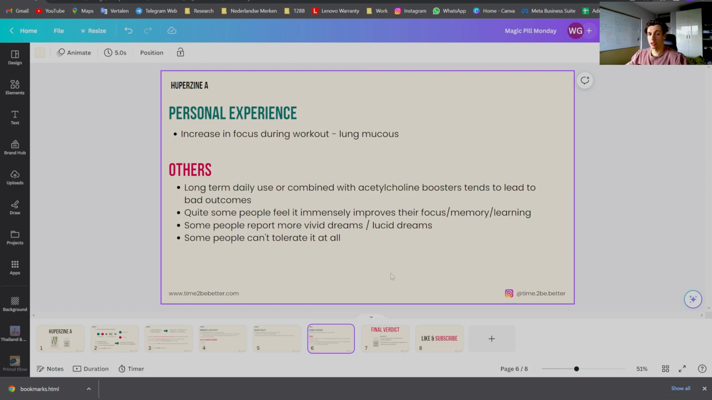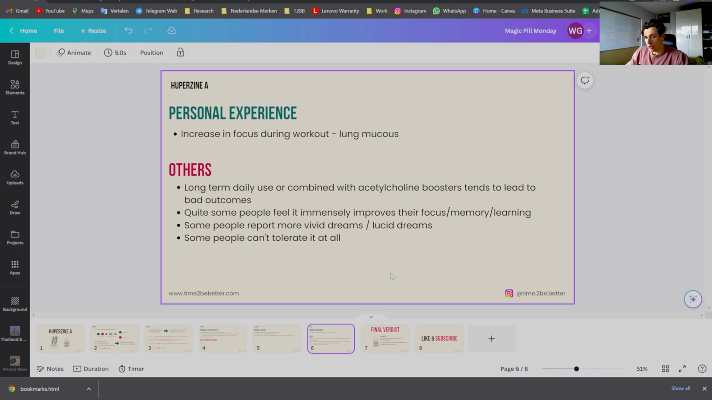Now, for others, online or people that I've spoken to in real life, they said that most of the time this was a great supplement for them. They felt an immense improvement in focus, memory, and learning. However, if they were using it daily or were using it at very high dosages or combining it with other acetylcholine boosters, they tended to have bad outcomes. They tend to show some of those signs of acetylcholine overload, which were very unpleasant for them.